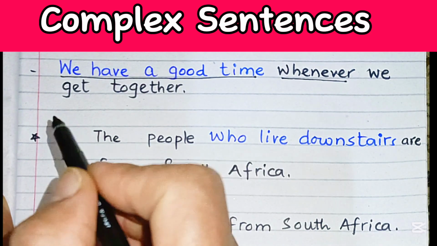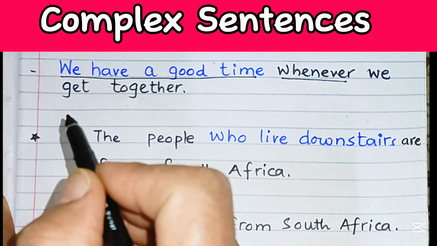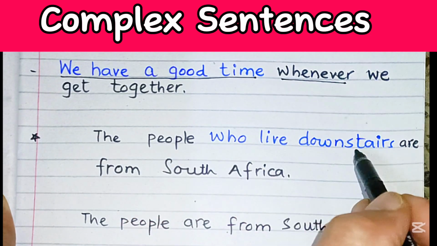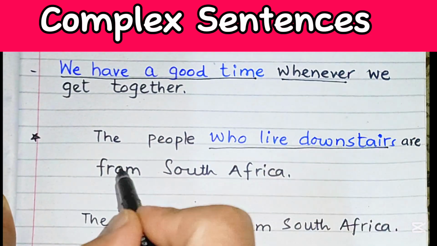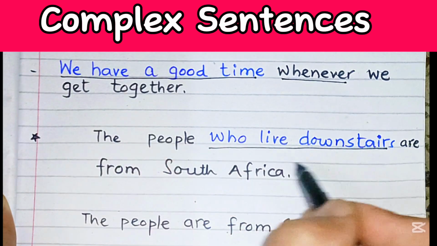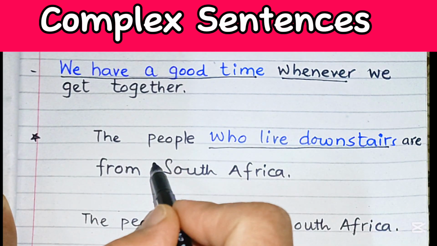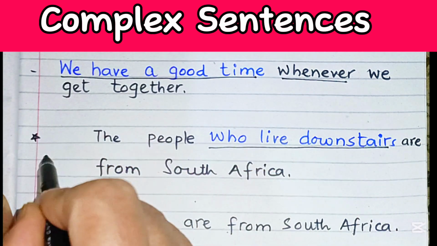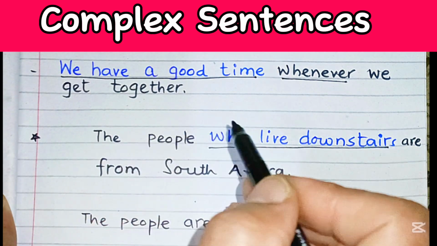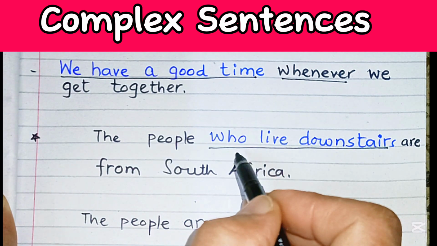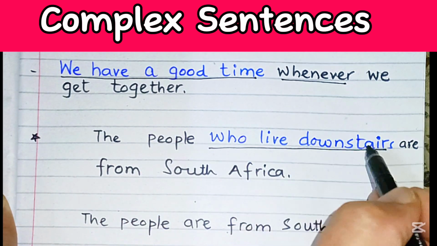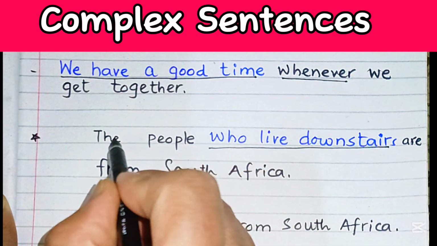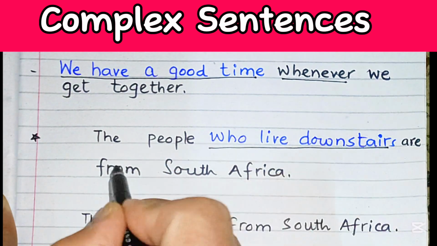Sometimes the dependent clause appears in the middle of a sentence. For example, "The people who live downstairs are from South Africa." In this sentence we can see it's a complex sentence, but the dependent clause is neither used in the beginning of the sentence nor at the end of the sentence. Rather, the dependent clause appears in the middle of the sentence.